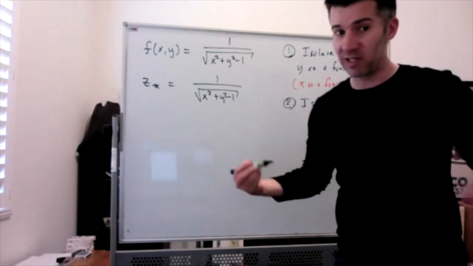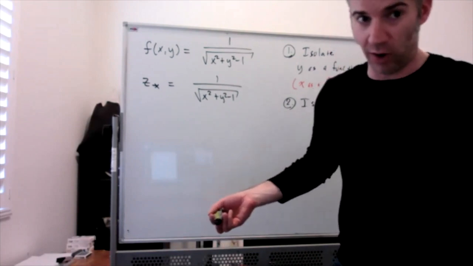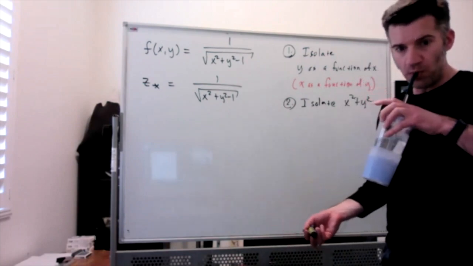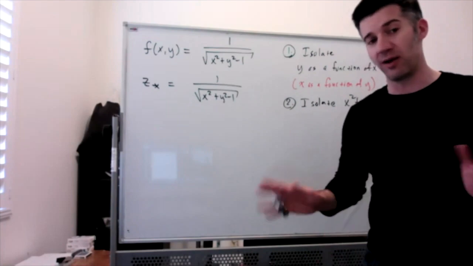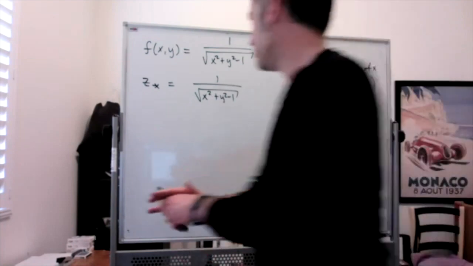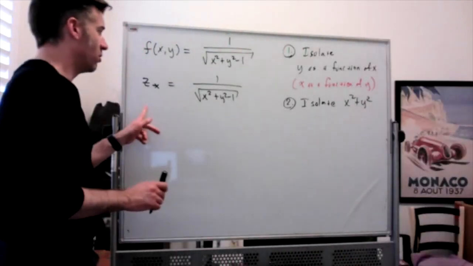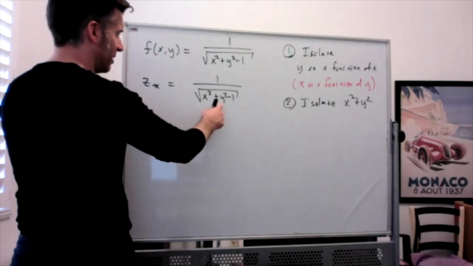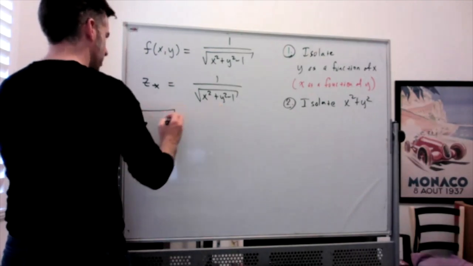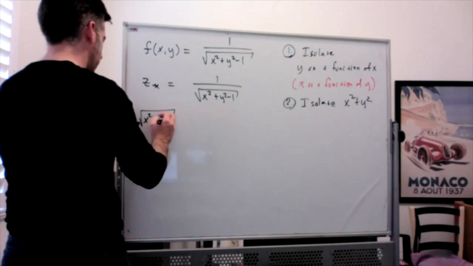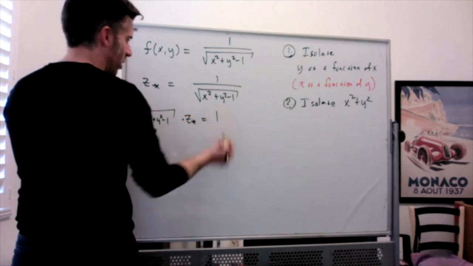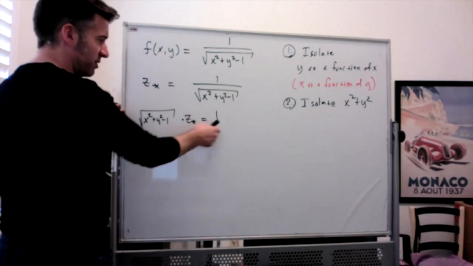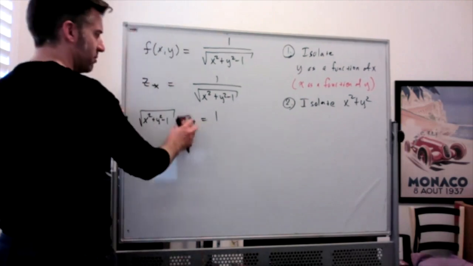If you have an x squared plus y squared, that's usually where we're going. I should say, if you have an x squared plus y squared and no other instances of x and y. All right, so let's go ahead and multiply both sides by its denominator. So the square root of x squared plus y squared minus 1 times z star is equal to 1. Let's divide both sides by z star. Let's just do that right now.